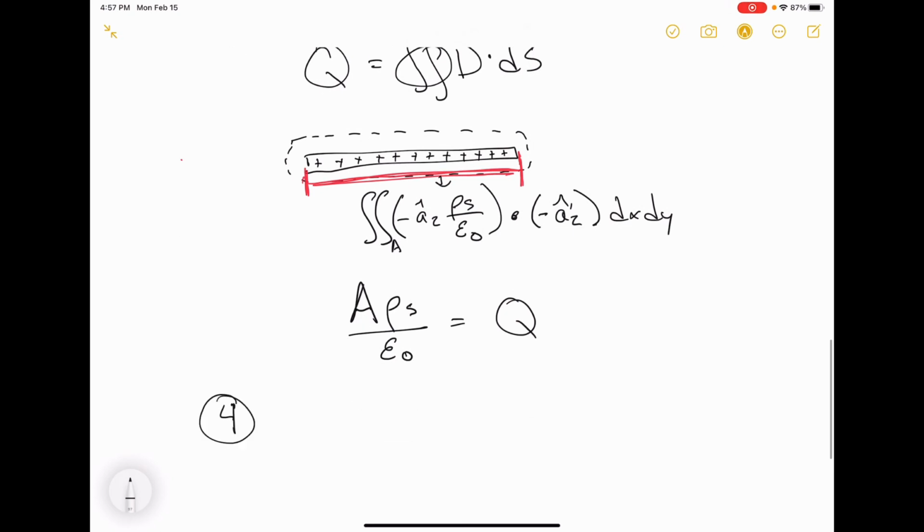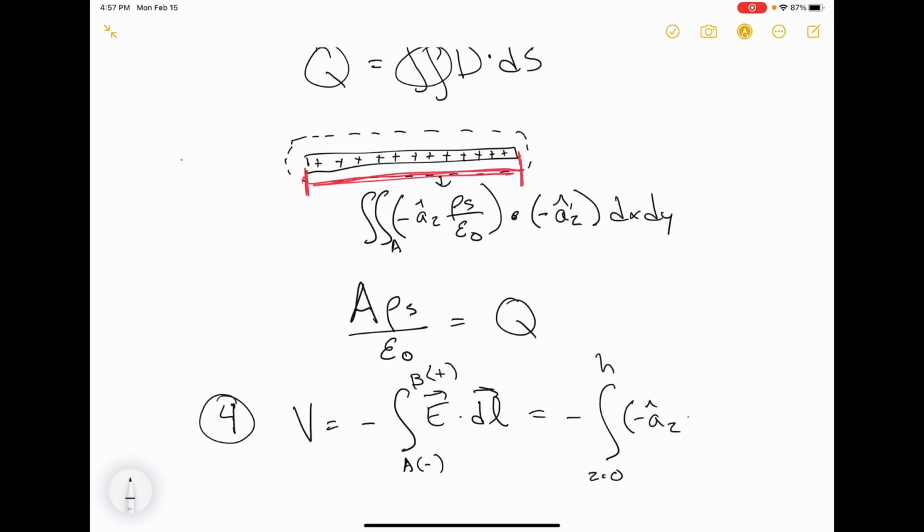Next, what's the voltage? The voltage is minus the integral from plate 1, which is A, to plate 2, which is B, of E dot dl. We're going to choose dl to be plus z directed, so we're going from the negative plate to the positive plate. So that's minus the integral from z equals 0 to h of minus a hat z rho s over epsilon naught dot a hat z dz.